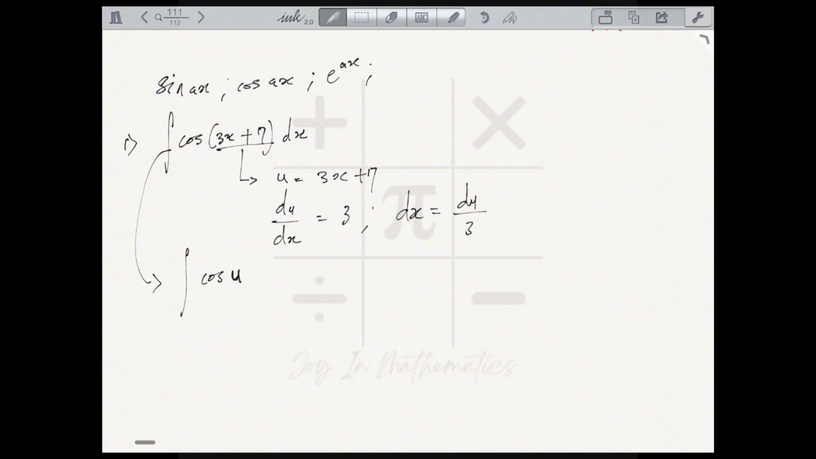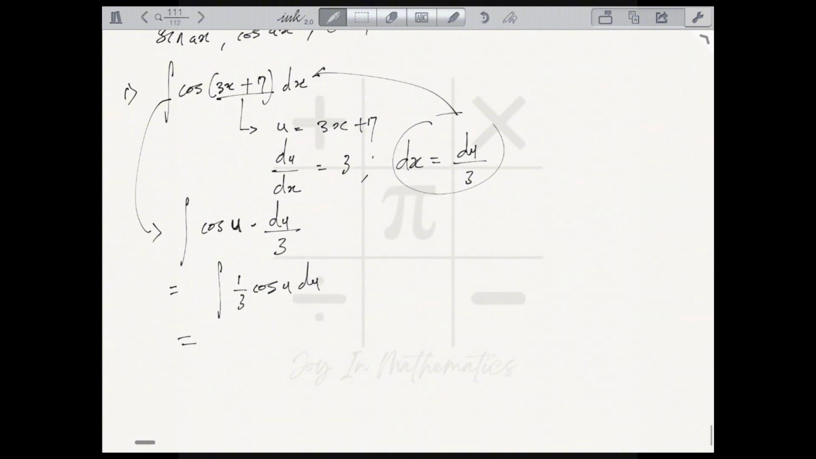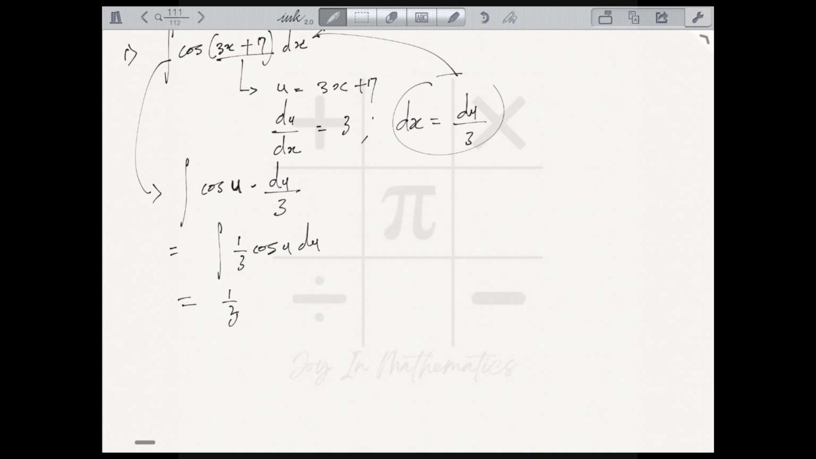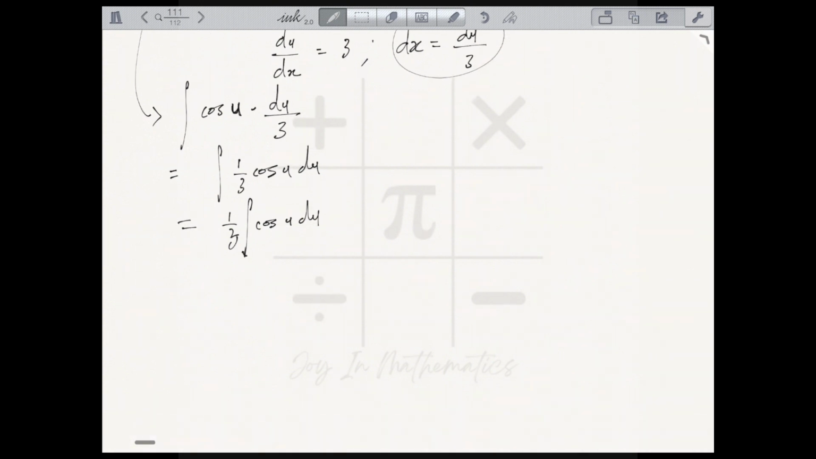So we substitute the dx into this, and we'll have du over 3. Now, this is equivalent to 1/3 cos u du. Bringing the constant out, we have 1/3 integral of cos u du. Now, this is a standard integral. We know that integrating cos will give us sine, and this will give us 1/3 sin u. Since this is an indefinite integral, we'll have plus c.